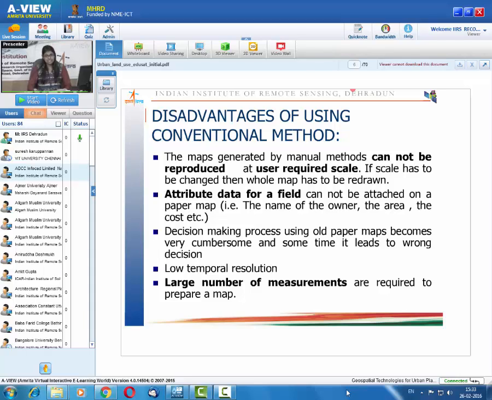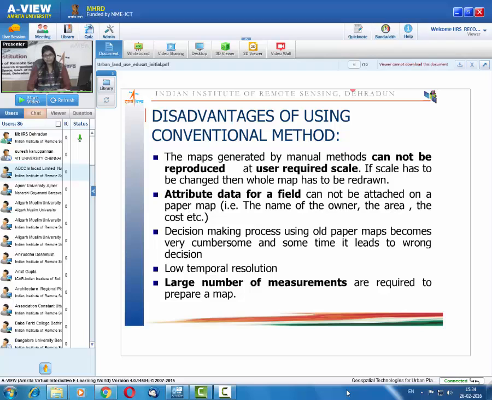So let us understand what are the disadvantages of using the conventional method. The basic disadvantage is that once a map is prepared over a sheet, it cannot be reproduced at any other scale. As we all agree, it takes a lot of effort to prepare a hard copy map by digitization by hand, where human effort is required. But once it is digitized, it can be reproduced on different scales.